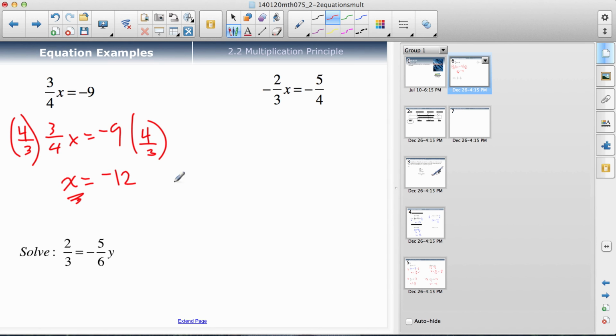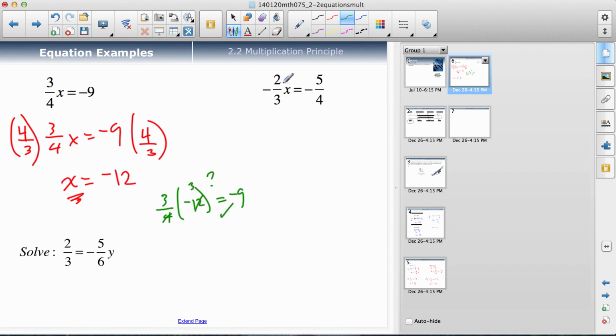Let's just maybe check that to see if that's right. So I have 3/4 multiplied by negative 12. So my question is, is that negative 9? So 4 goes into 12 3 times, and negative 3 times 3, yeah, it's 9. That's good. Again, good idea to check.